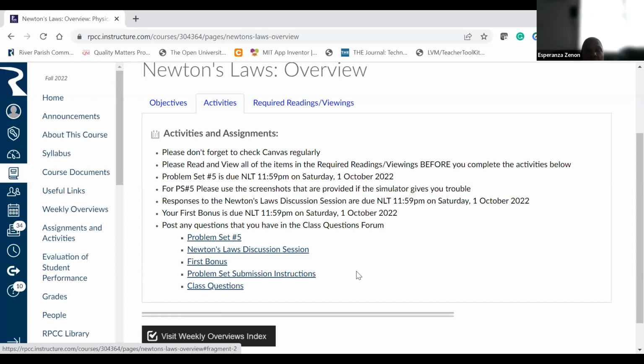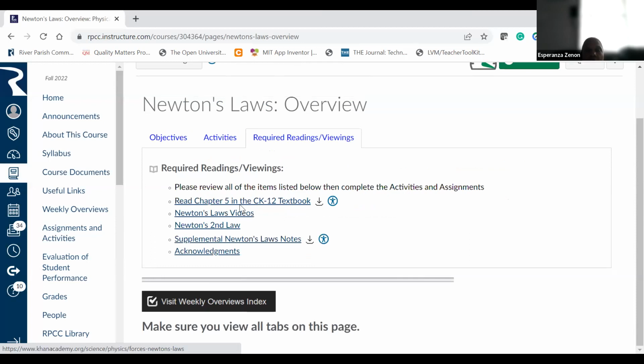All right, so you have available here the notes that are relevant for Newton's laws. Chapter 5 in the textbook, which is provided here, deals with Newton's laws. There's some videos. I've bookmarked a NASA website that does a great job of talking about Newton's second law. And then I'm going to go into the supplemental notes and talk about Newton's laws.